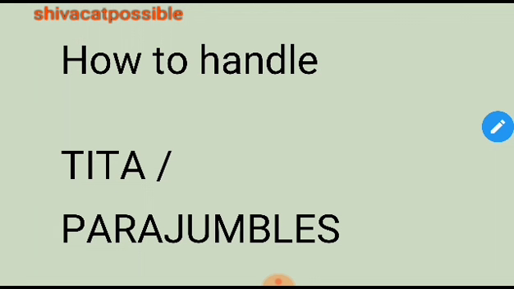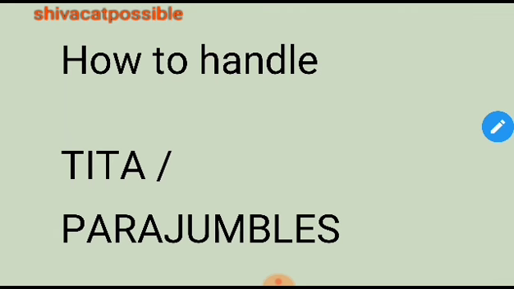Para jumble type questions are approximately 25 to 30% in ratio, especially in the CAT exams, where in the VARC, verbal and reading comprehension section, approximately 7 to 8 questions are generally asked. So let's start and see how these types of questions can be solved with the concepts.